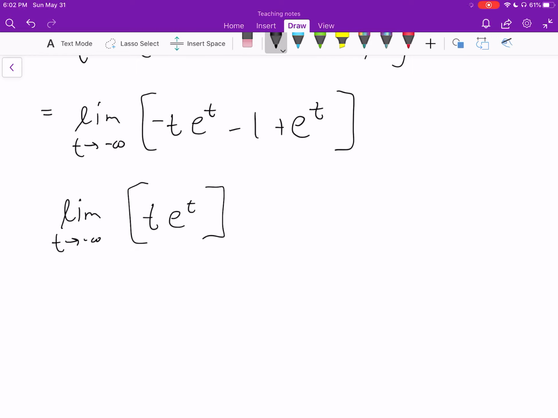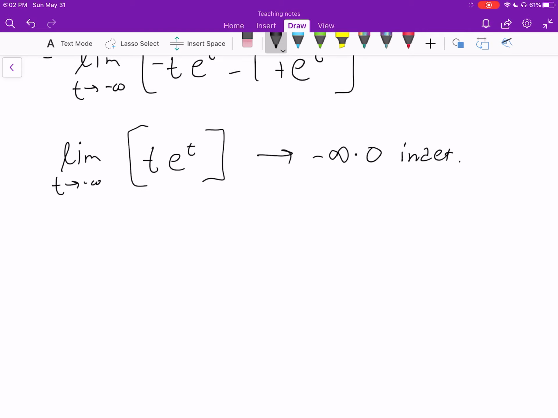So let's evaluate this one. If I was thinking about what type of limit this is, it's negative infinity times 0, indeterminate. t goes to minus infinity, and e to the t goes to 0 as t goes to minus infinity. So this is an indeterminate limit, so we have to use L'Hopital's rule here. We don't have any other tools available to us yet.